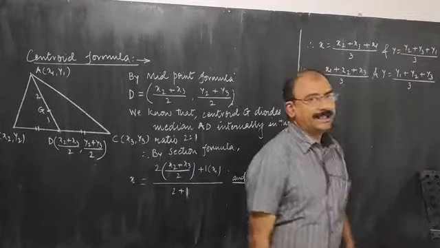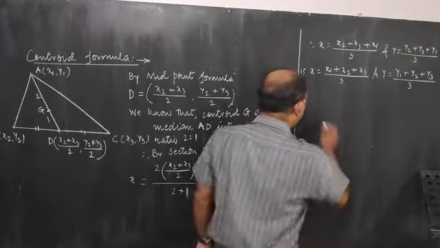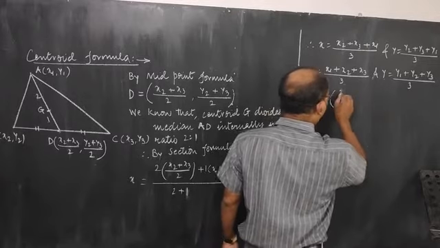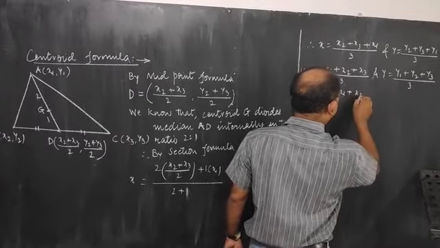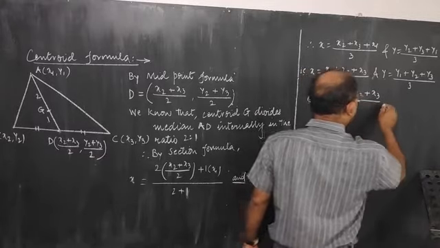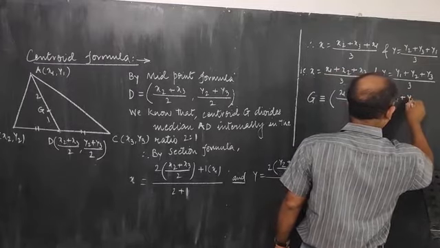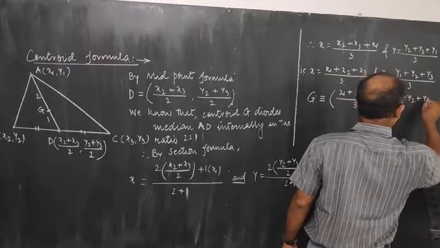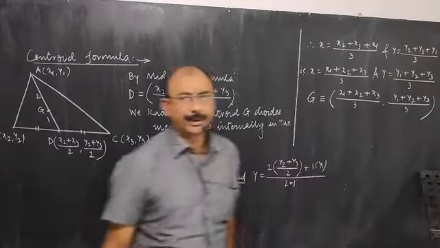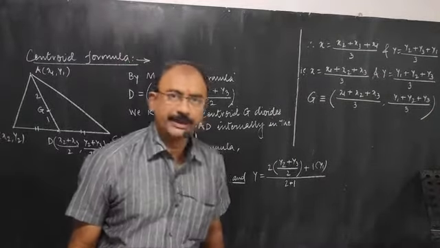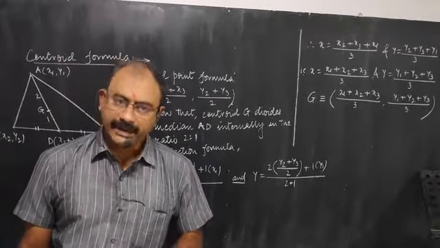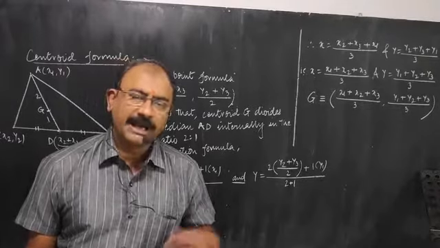What are x and y? These are the coordinates of the centroid. So I am writing centroid: x1 plus x2 plus x3 divided by 3, y1 plus y2 plus y3 divided by 3. Okay, so you get the centroid. Therefore, it is called the centroid formula. Again, let me tell you, derivation is not expected, but we will apply the formula.